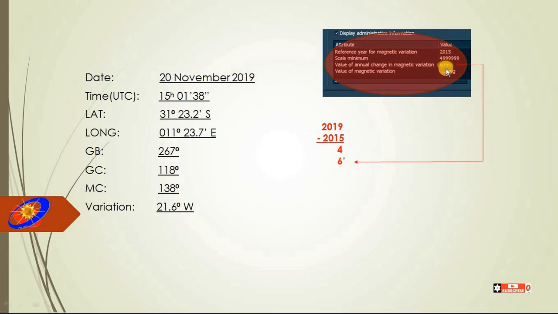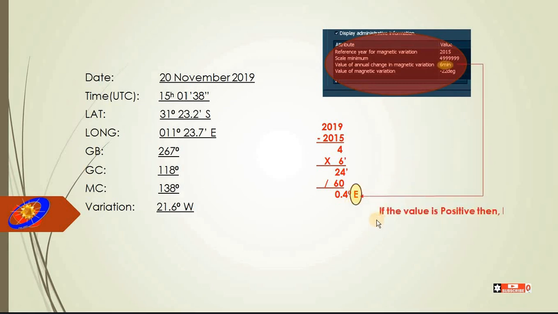We bring down the 6 minutes here, which is the value of annual change in magnetic variation. We multiply them and we get 24 minutes. We divide by 60 and we get 0.4 degrees east. And why east? Here, the value here is positive.